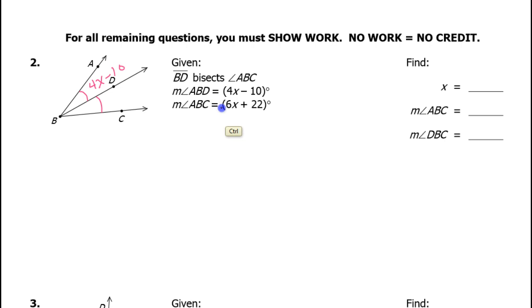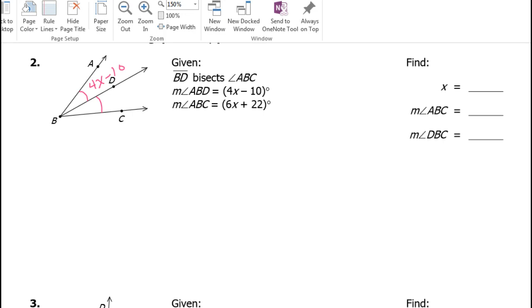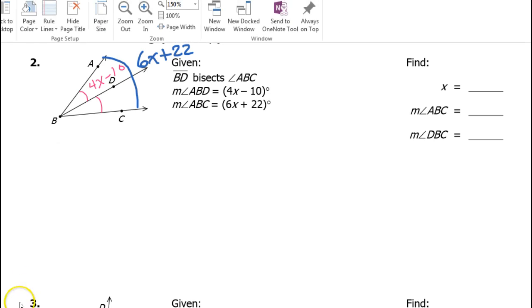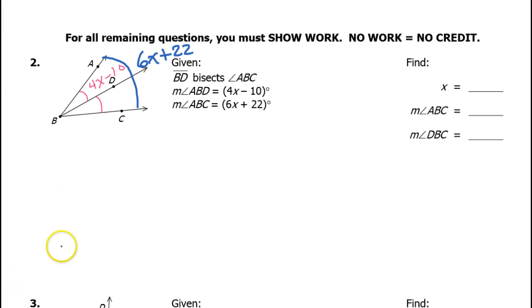And angle ABC is 6x plus 22. Well, angle ABC is the big angle. Okay, so angle ABC goes all the way from here to here, and they're telling us that that is 6x plus 22. So we're given an expression for a half, and we are given an expression for the whole. So I'm hoping you can see that if we did 2 times a half, that should equal the whole. Alright, doesn't that make sense? 2 halves make a whole.